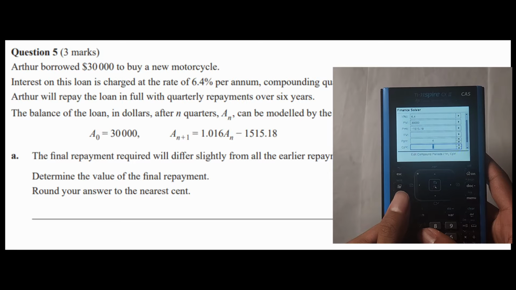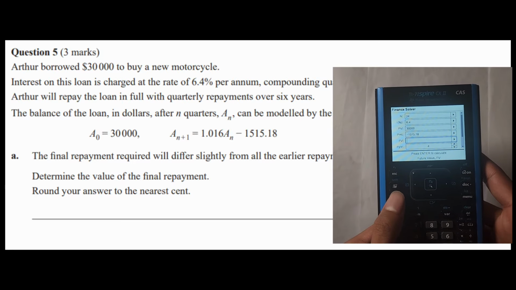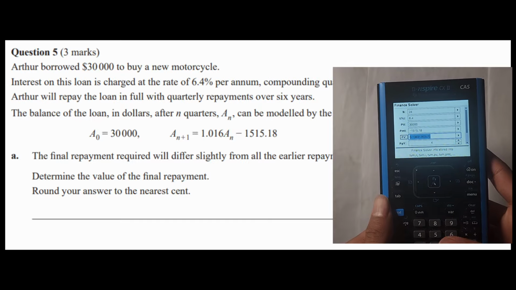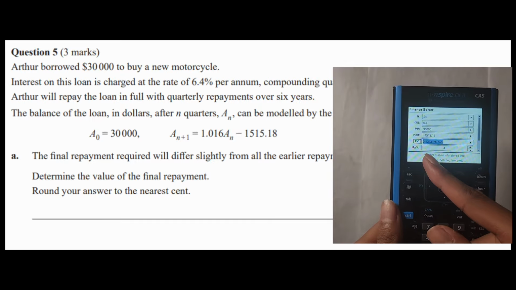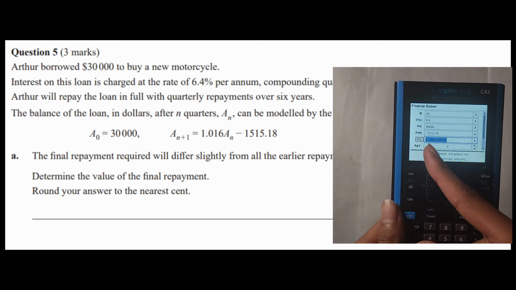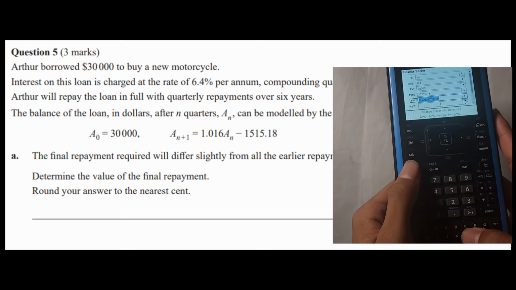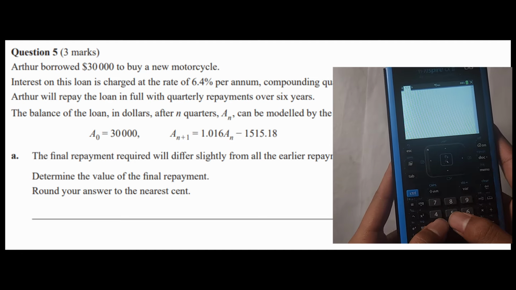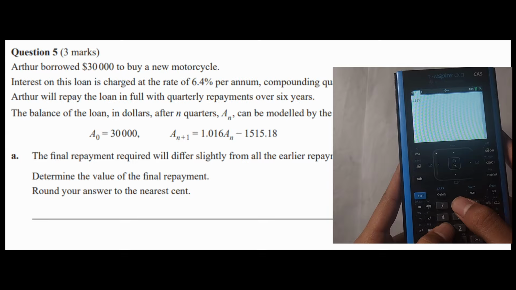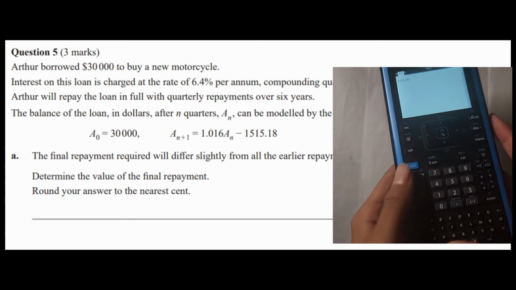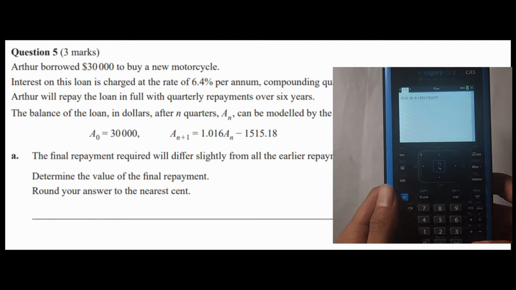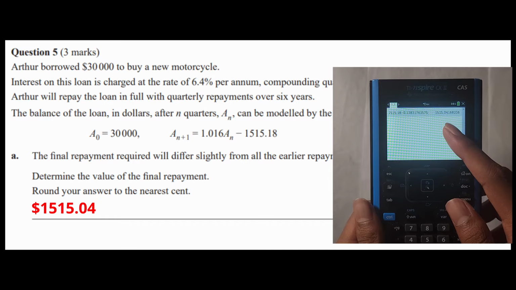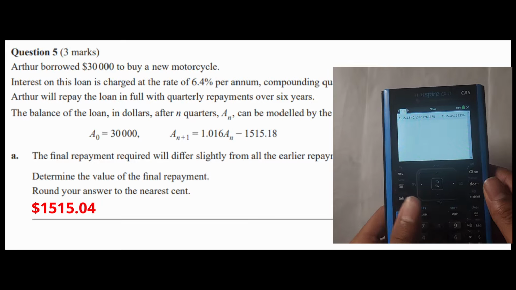Payments per year and compounds per year are going to be 4 because it's quarterly. Then we find out what the future value is, which is 0.138. This means that he's actually overpaid by around 13.8 cents. So we can just copy this value to make sure. Then we type in 1,515.18 and subtract that overpayment, and we see that his new payment will be $1,515 and about 4 cents.